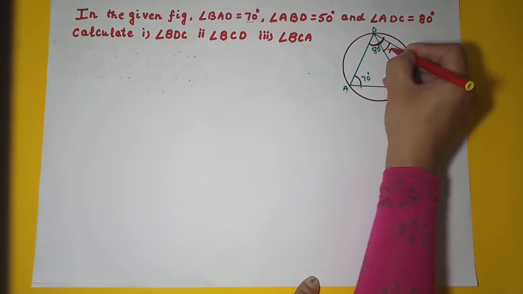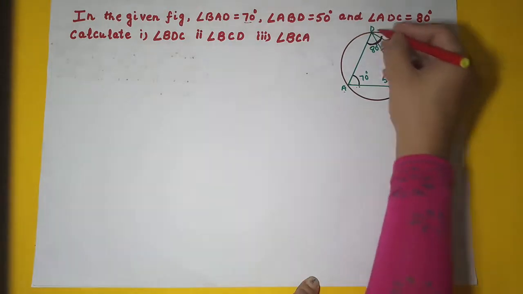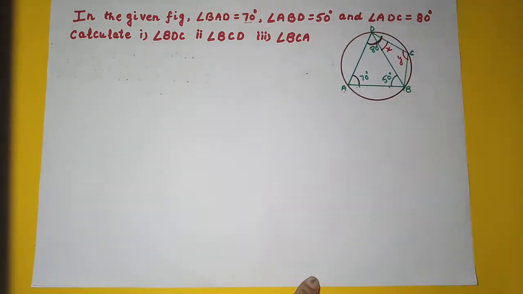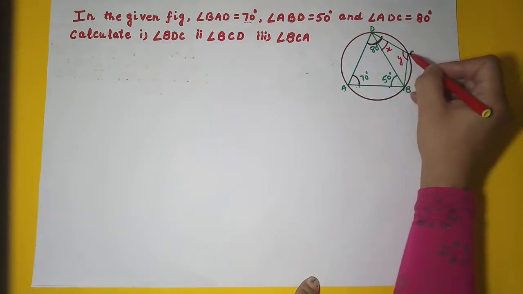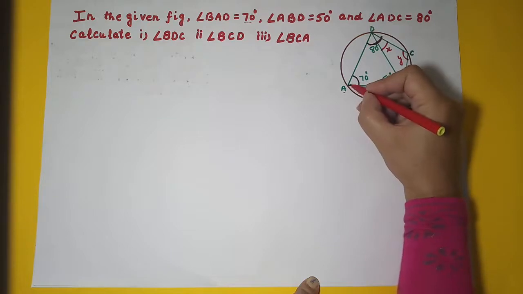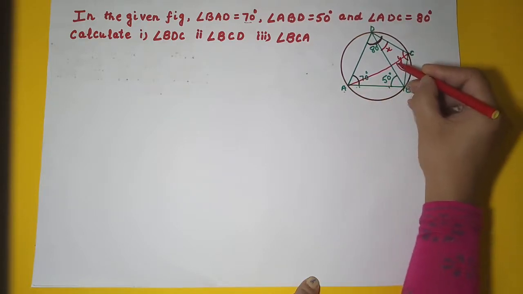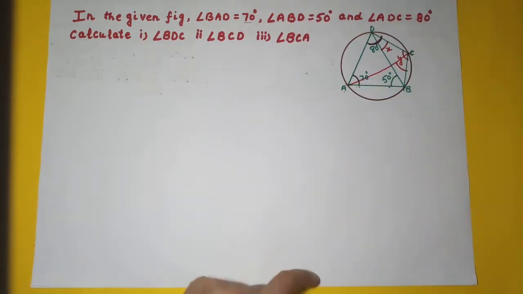So let's name this angle as X. BCD, that means this angle, let it be Y. And then BCA. So then BCA, that means we have to join this. That means he wants us to calculate this angle, BCA, right? Okay, let's see how we will do it.